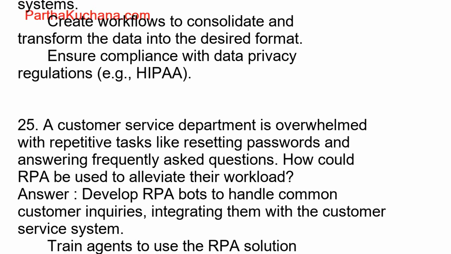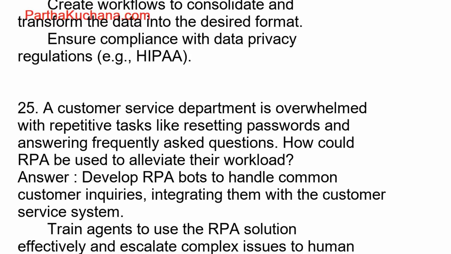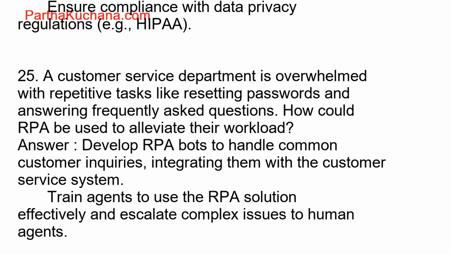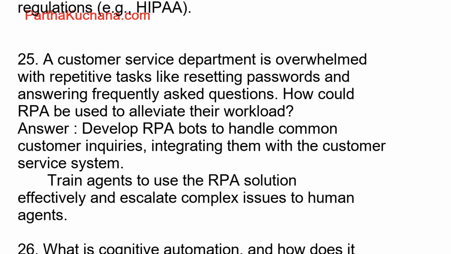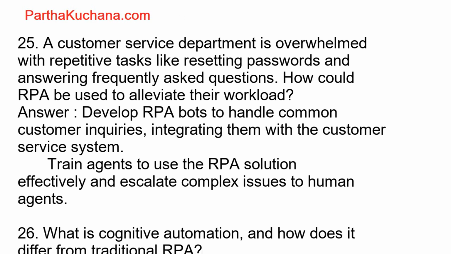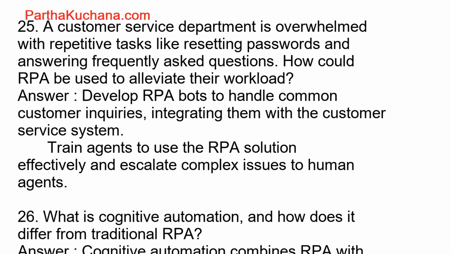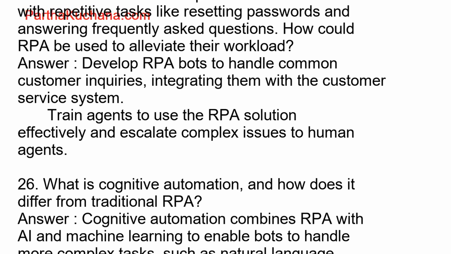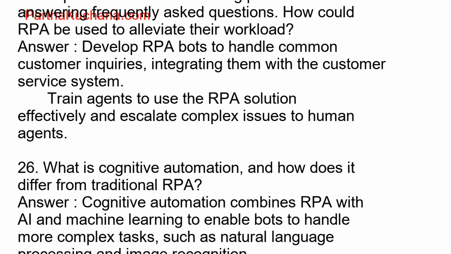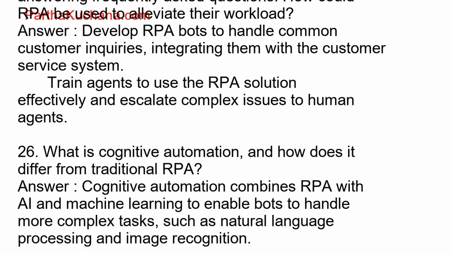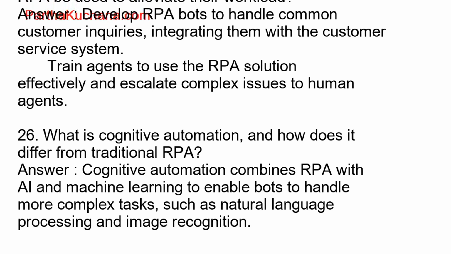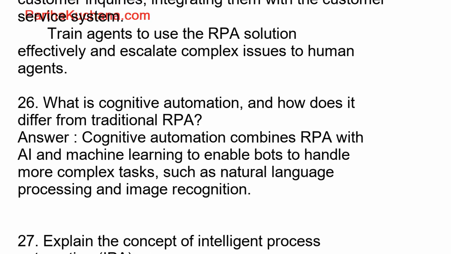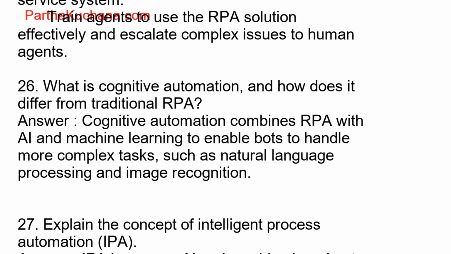29. What is the role of process mining in RPA optimization? Answer. Process mining can help identify bottlenecks, inefficiencies, and opportunities for automation within existing processes. 30. How can RPA be used to support digital transformation initiatives? Answer. RPA can automate legacy processes, improve efficiency, and enable organizations to focus on strategic initiatives. It can also facilitate the adoption of new technologies and drive innovation.